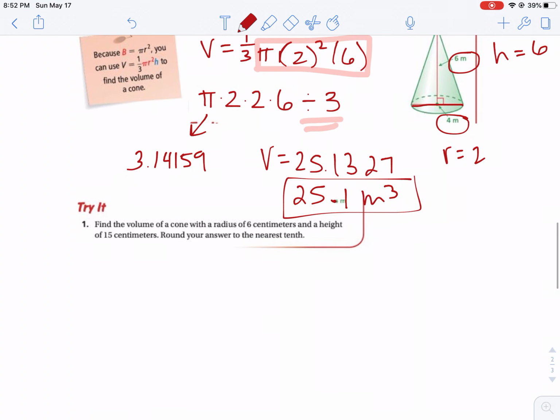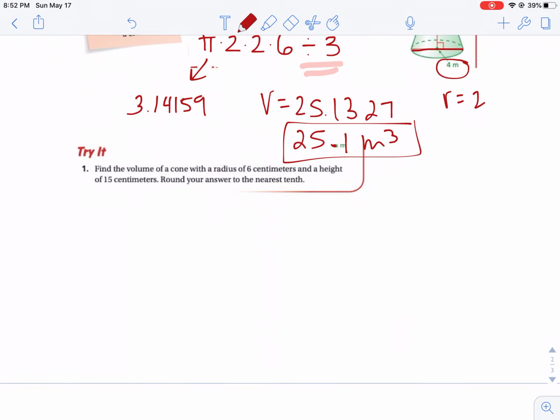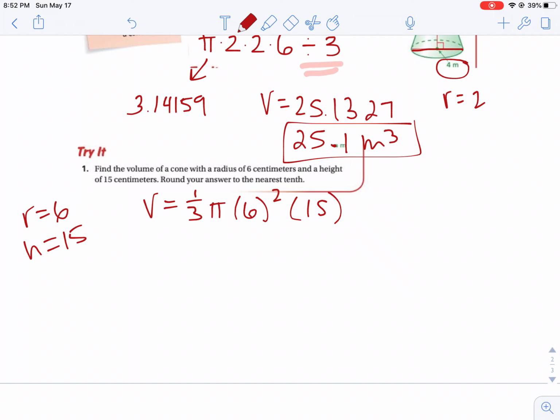Okay, the last one is the volume of a cone with a radius of 6 and a height of 15. And again, we want to round our answer to the nearest tenth. The radius is 6, they're just telling us that in the problem, and then the height is 15. So the volume is 1/3 pi r squared h. Again on your calculator you can type pi times 6 times 6 times 15 and divide that answer by 3.